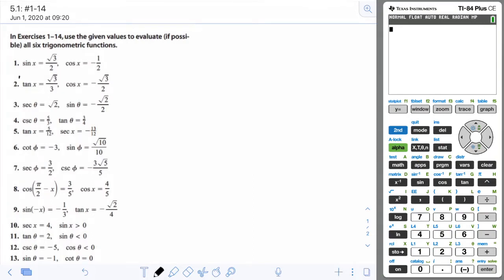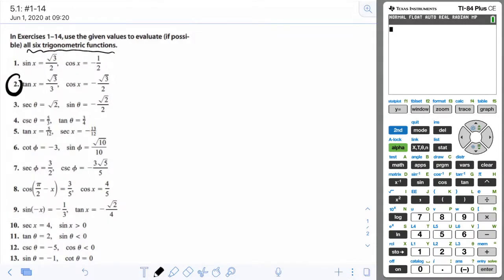So to do an example like number 2, it helps to get a picture. If we just read the instructions again, it says use the given values to evaluate all 6 trig functions. So when it says all 6 trig functions, what this is saying is, we have the tangent, we have the cosine, so go ahead and get sine and cosecant, cotangent, etc.